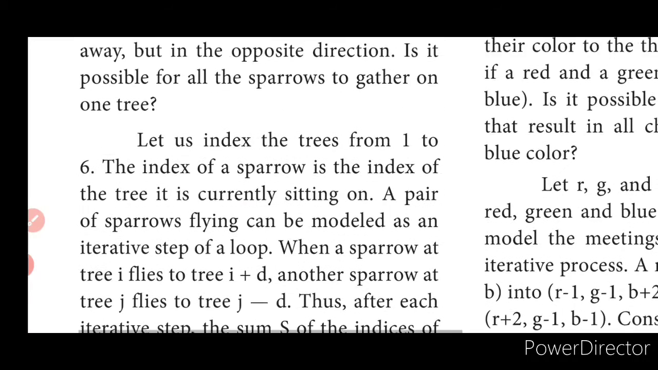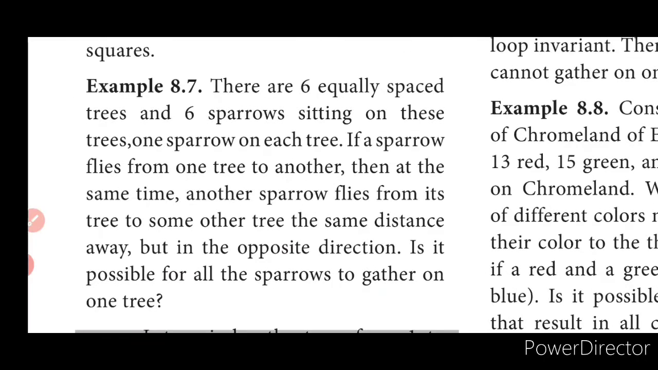What are they trying to say here? Just learn the question again. There are 6 equally spaced trees and one sparrow is sitting in each and every tree. This is one point. And if one sparrow is going to fly from one tree to another tree, at the same time another sparrow is going to fly from its tree to some other tree at the same distance, but in the opposite direction. They are not going to fly in the same direction, but one is going to fly in the opposite direction. That means we are going to use minus here. Is it possible for all the sparrows to gather on one tree?